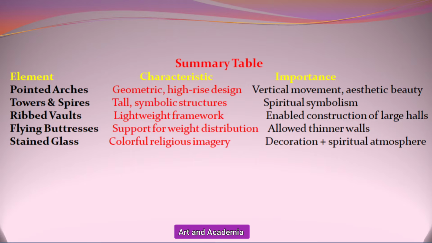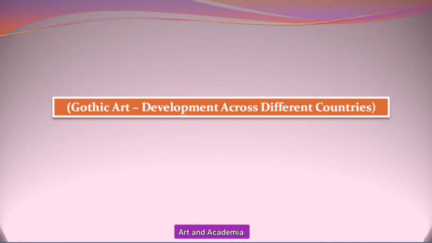Towers and spires, tall symbolic structures with spiritual symbolism. Ribbed vaults, a lightweight framework, enabled construction of large halls. Flying buttresses, support for weight distribution, allowed thinner walls. Stained glass, colorful religious imagery, provided decoration plus a spiritual atmosphere. Gothic art development across different countries.